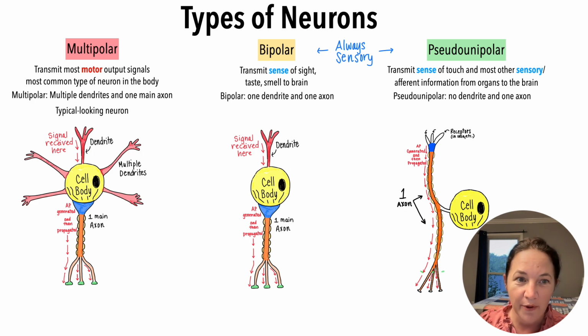So the multipolar is your typical looking neuron. If you're taking an A&P class, that's what they have you look at when you're studying histology and like, oh, here's nervous tissue. Here's a multipolar neuron.